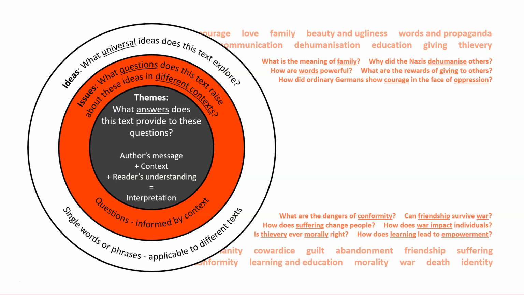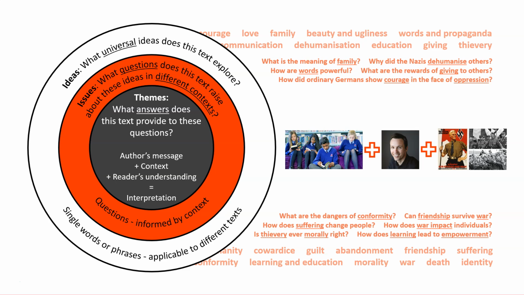You can think of your interpretation as the solution to a pretty simple formula. The author's message plus your understanding of the context plus your understanding as the reader equals an interpretation of the text. And when we're talking about themes, we're talking about what the author is saying about the ideas in a text and their answers to the questions we ask. We're looking at what's the author's message.